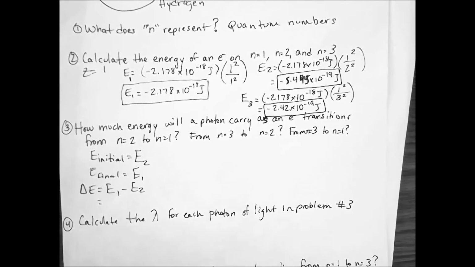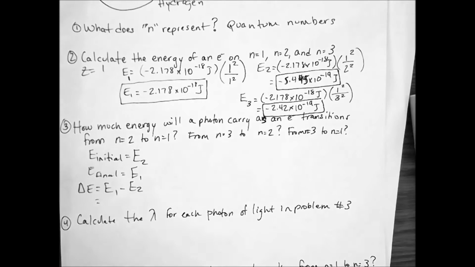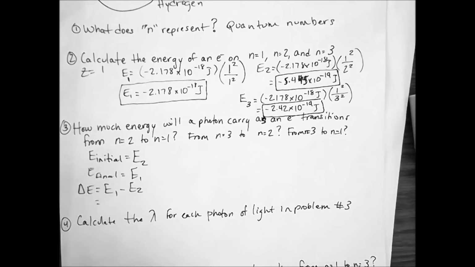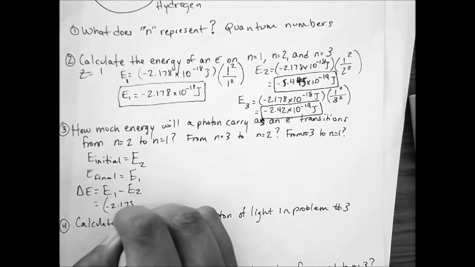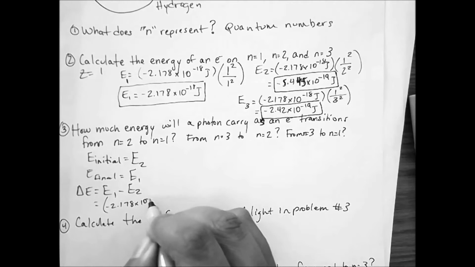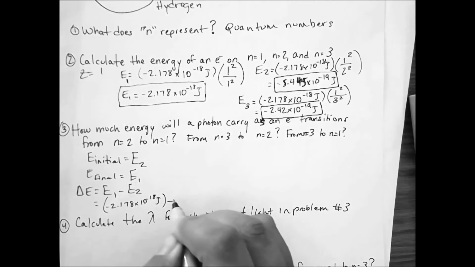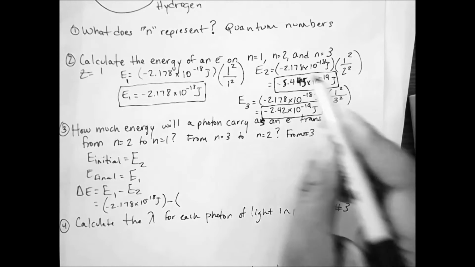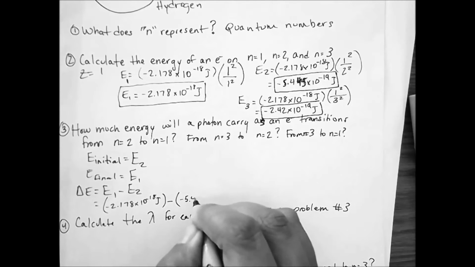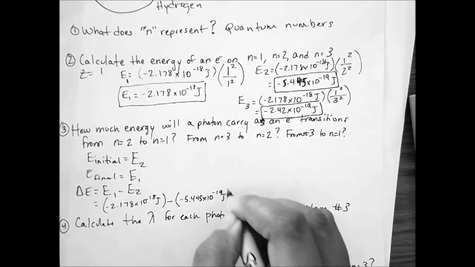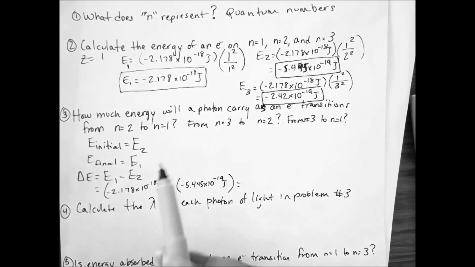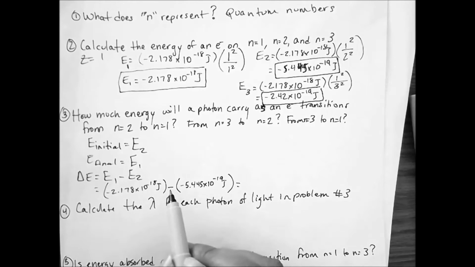So delta E then, going from the second ring to the first ring, you're just going to plug in what you got for E1 and plug in what you got for E2. E1 is negative 2.178 times 10 to the negative 18th power joules, minus E2, which is negative 5.445 times 10 to the negative 19th power joules. And you need to be careful because you have a negative number minus another negative number. So we must be extra careful on how we plug this into the calculator.